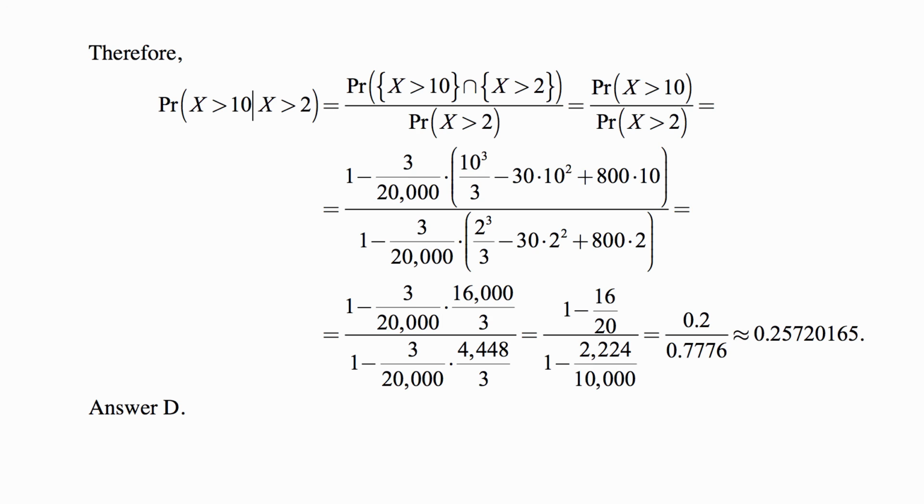And we end up with a ratio of 1 minus 16 over 20 divided by 1 minus 2,224 over 10,000, or 0.2 over 0.7776, and that's approximately 0.2572, and that's answer D.